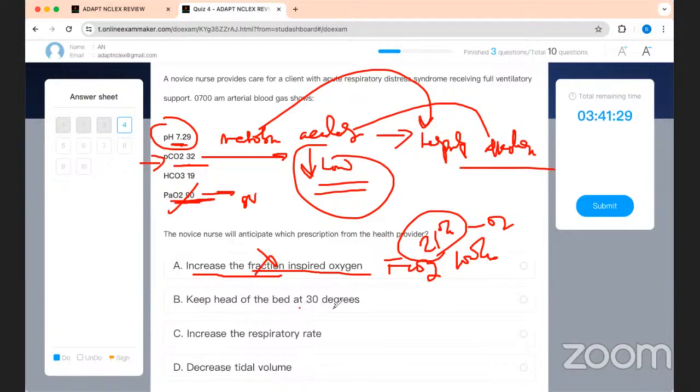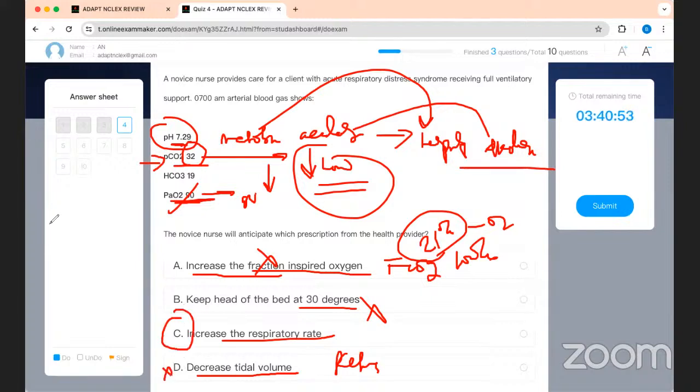Keep the head of the bed at 30 degrees. Fine. But we don't have a head injury problem. It's going to help with oxygenation, so this is not the answer in this case. If I increase their respiratory rate, I'm going to blow off more CO2, so CO2 will go down. If I decrease the tidal volume, I'll retain more CO2. Hypoventilation, you retain more CO2 and you become more acidic. Therefore, 4 is wrong, and the nurse should be increasing the respiratory rate.